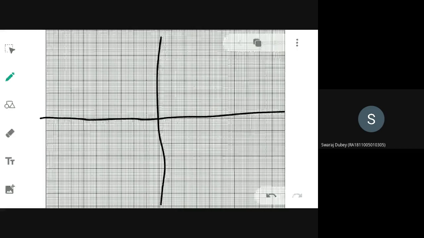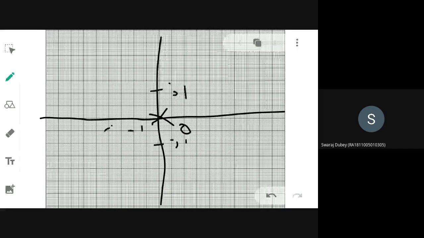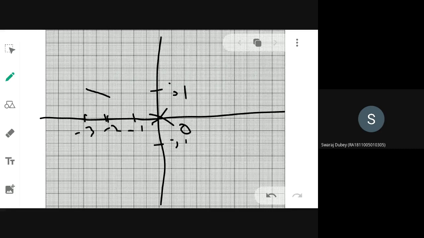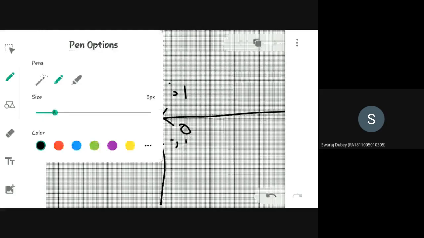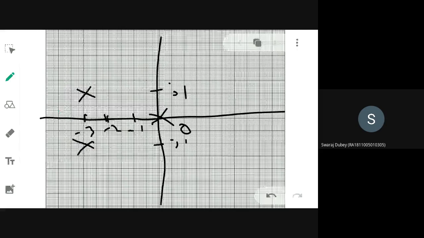So this is my pole 0. So here I am having J1, minus J1. This is minus 1, minus 2, minus 3. So this one is pole number 2. So what I am doing is I'm just having a reference, from which I am measuring angle 72. That is minus 72. And I am drawing a line.